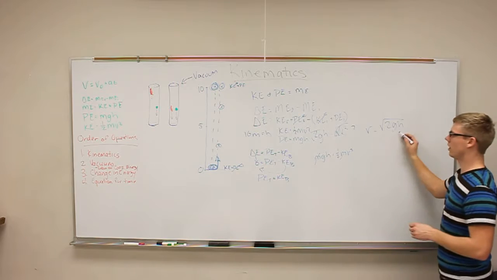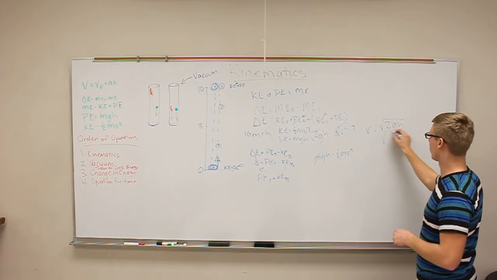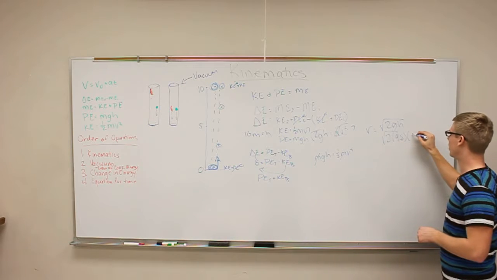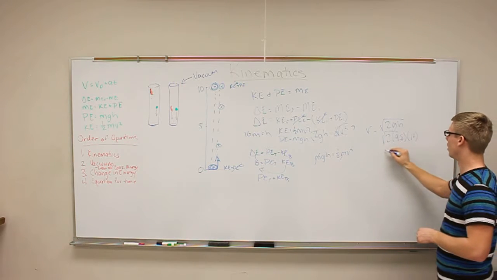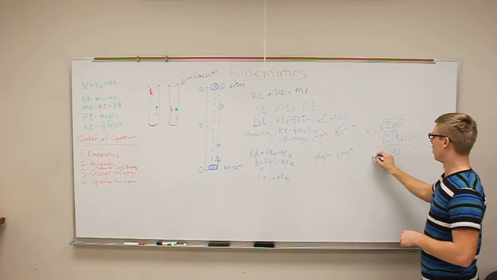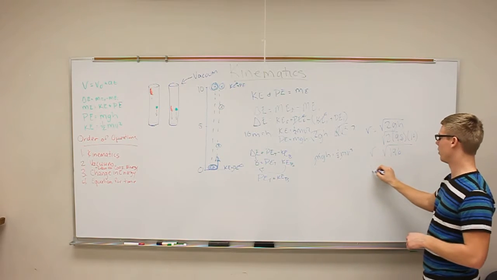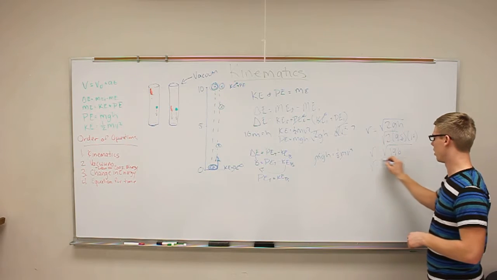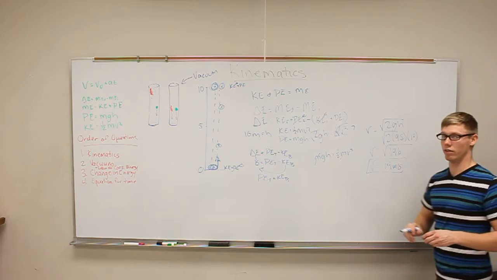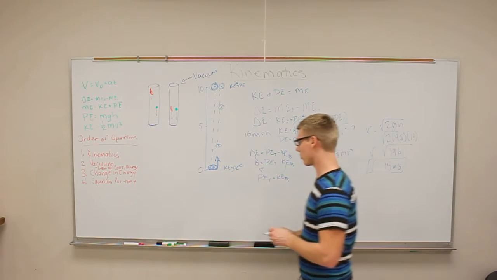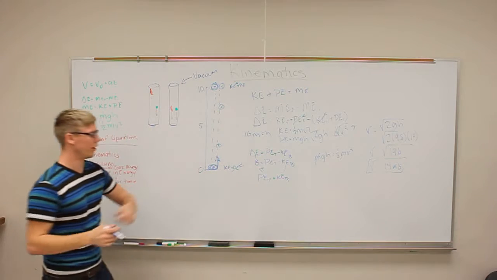So if you plug in all the numbers, we have the square root of 2 times gravity, which is 9.8, and then the height, which is 10 meters. This equals 196 for v squared, and then the square root of that, which would be 14 meters per second. That is our final velocity right before the ball hits the ground, which is awesome. Now we have final velocity.